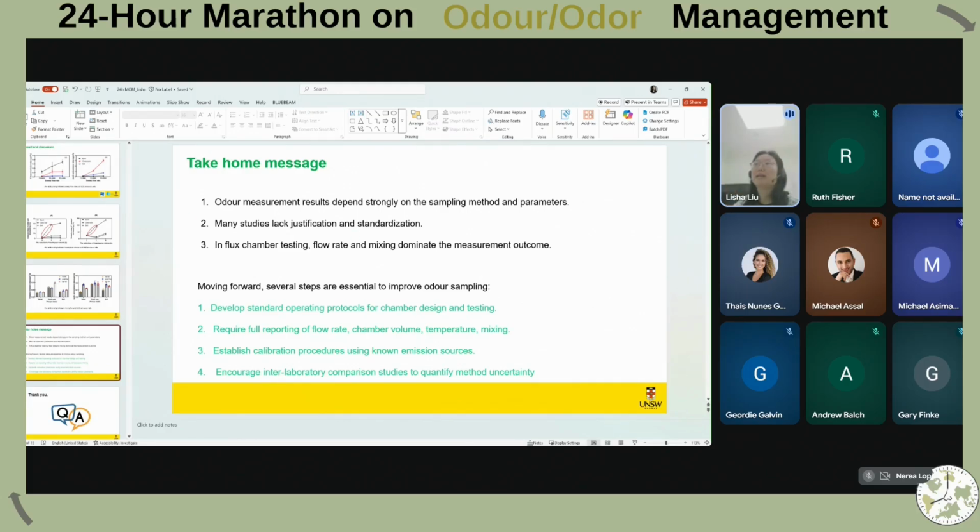Moving forward, there are some steps we would like to suggest to improve odor sampling from area sources. Firstly, develop standard operating protocols for chamber design and testing, followed by requiring full reporting of flow rate, chamber volume, temperature, and mixing when sampling. Thirdly, establish calibration procedures using non-emission sources and encourage inter-laboratory comparison studies to quantify method uncertainties and get more accurate results.